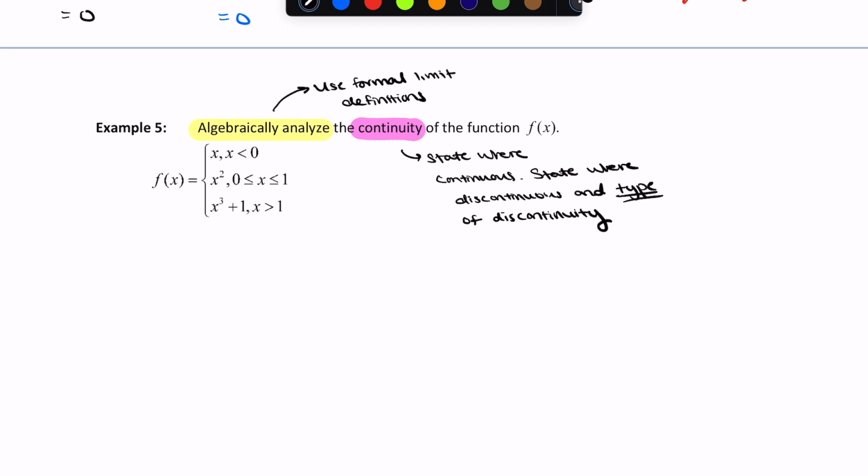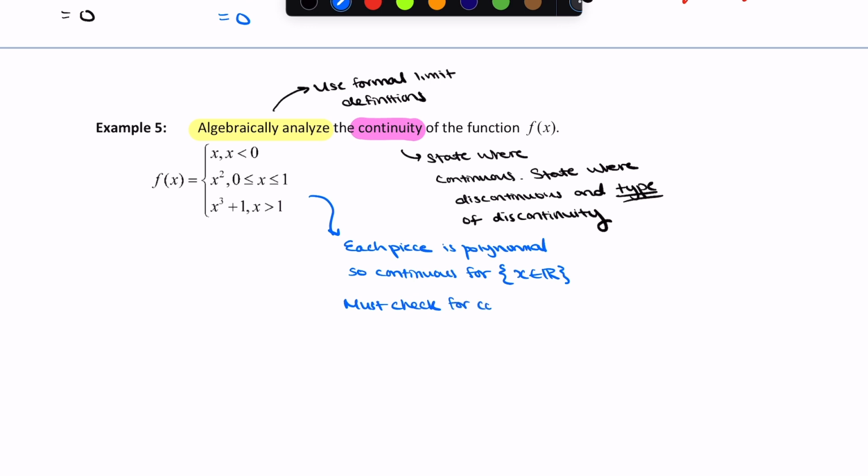Okay, so again, here we see that each piece, since it's a polynomial, each piece is a polynomial, which means that it is continuous for x is an element of real numbers. However, we do have to check if it's continuous at 2 points, at x is equal to 0 and x is equal to 1.